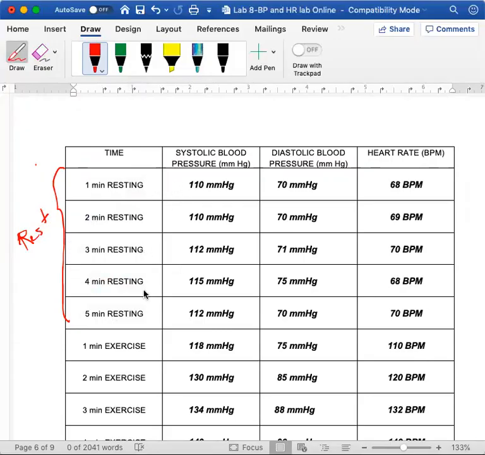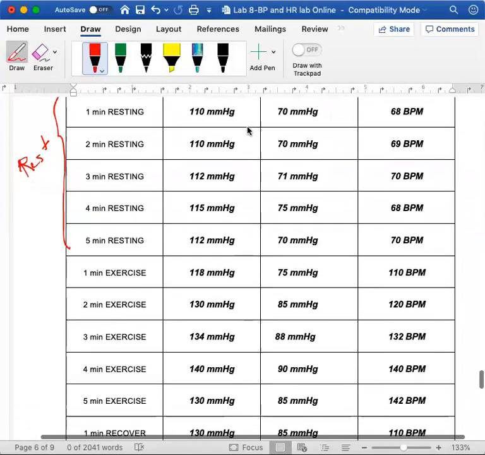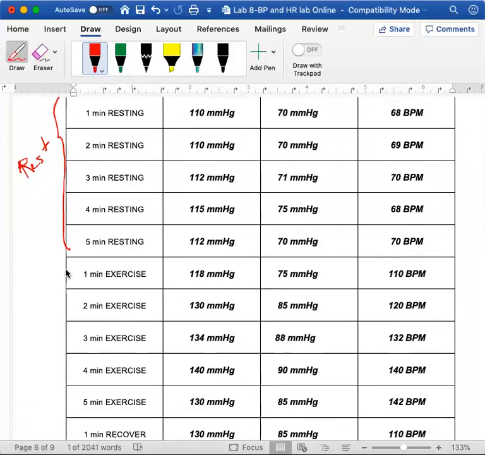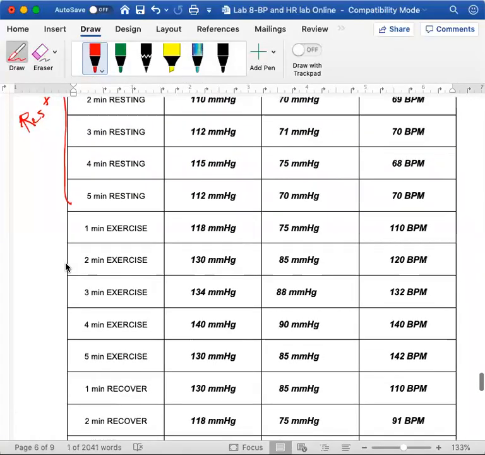Evaluating it every minute for 5 minutes of rest. Okay, so here's some data: systolic, diastolic, and then heart rate. Then you'd have one of your group members go and exercise, and take blood pressure and heart rate while they're exercising. And so here's 1 minute of exercise, 2, 3, 4, 5 minutes of exercise.